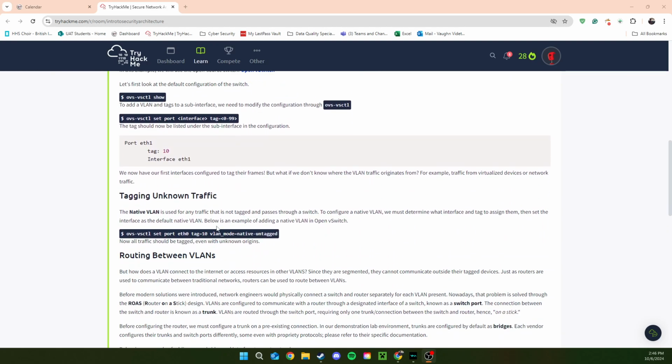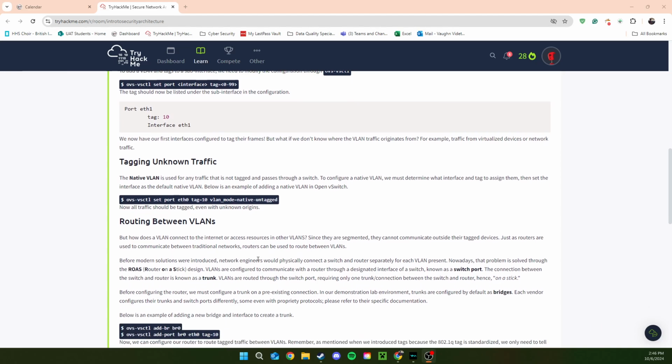So tagging unknown traffic, the native LAN is used for any traffic that is not tagged and passes through a switch. To configure a native LAN, we must determine what interface and tag to assign them. Then set the interface as the default native VLAN. For example, this right here shows how to do that.